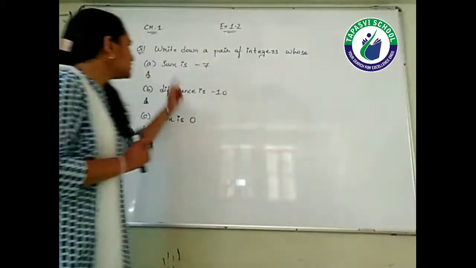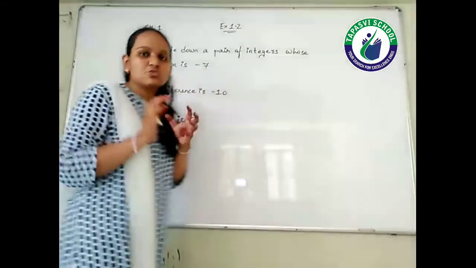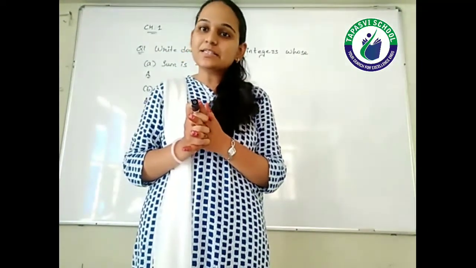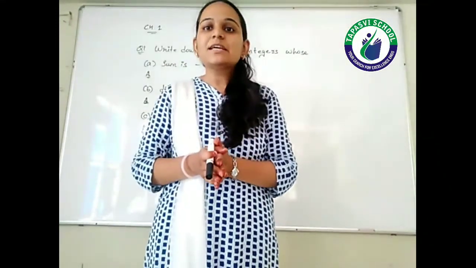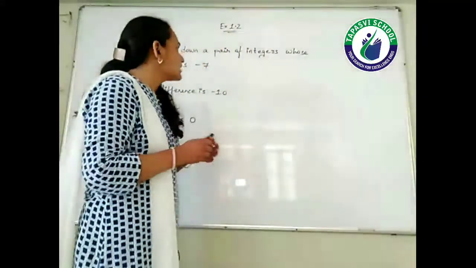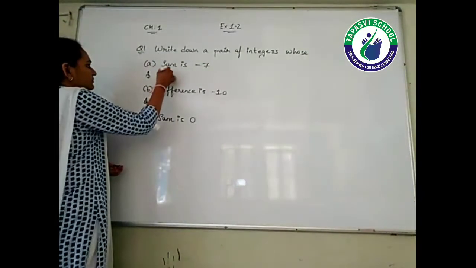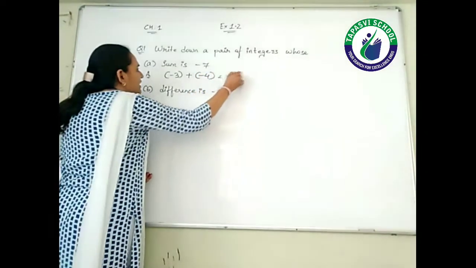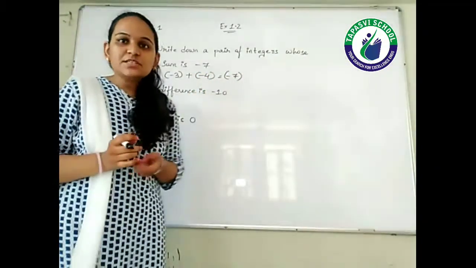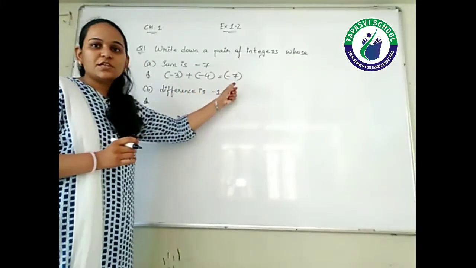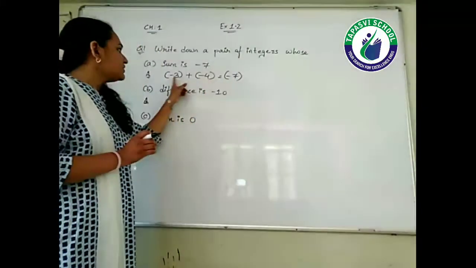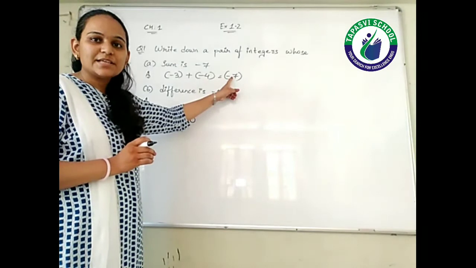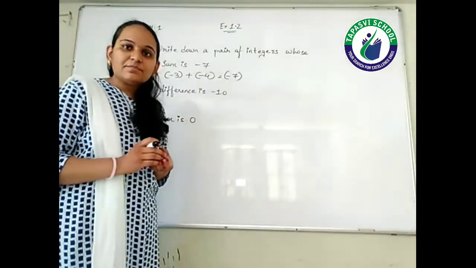So the very first question is that the sum is -7. You need to make a pair of integers where the sum is coming as -7. That means our answer should come as -7. The pair which I am going to write is -3 plus -4 is equal to -7. Students, see, -3 plus -4 is equal to -7. 3 and 4 both have the same sign, so same sign means add the numbers and keep the sign. That's why I have written -7.